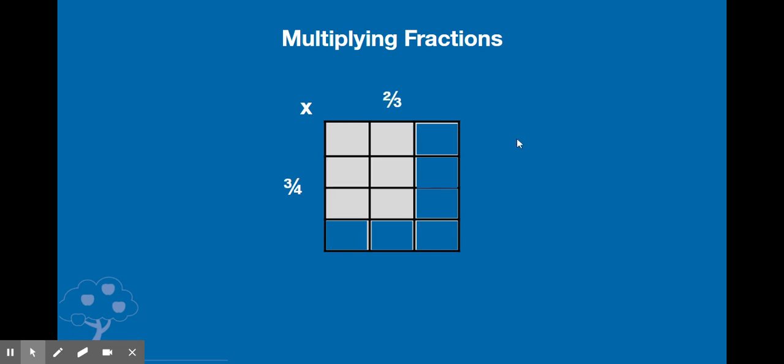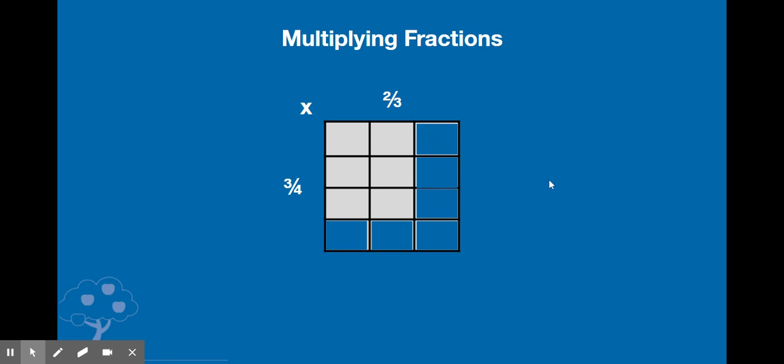And of course, from there, it's a fairly easy step to see that the number of gray pieces, the number of pieces that we're going to consider, is just the product of the numerators. That if you did 2/3 times 3/4, if you had an area that was 2/3 wide and 3/4 tall, the total number of gray pieces here is just going to be the product of the numerators, 3 times 2, or 6. And they've already developed an understanding that the denominator of our answer is going to be the product of the 2 bottom numbers.